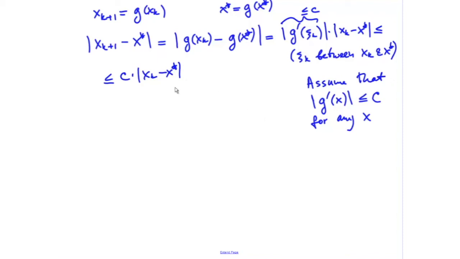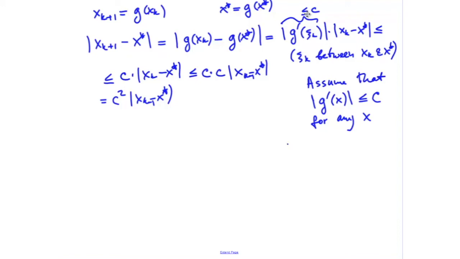Okay, so for xk minus x star, I could do the same exercise here and express it as g of xk minus 1 minus g of x star. Then it would be equal to g prime of some ck minus 1 multiplied by xk minus 1 minus x star. And then again, because the derivative is less than or equal to c, it would be less than or equal to c times the absolute value of xk minus 1 minus x star, which gives c squared times the absolute value of xk minus 2 minus x star.